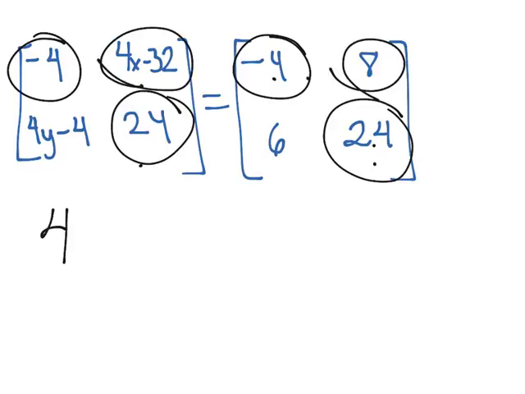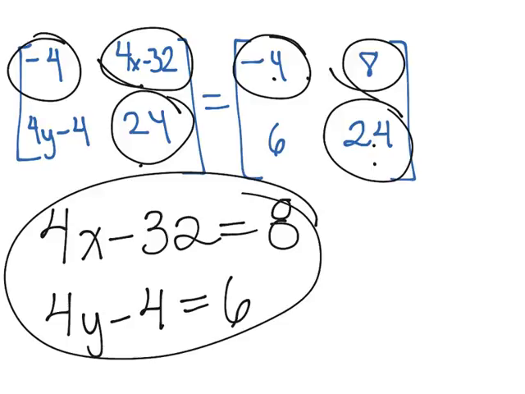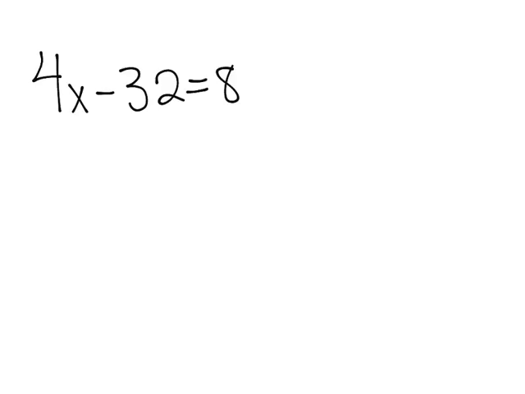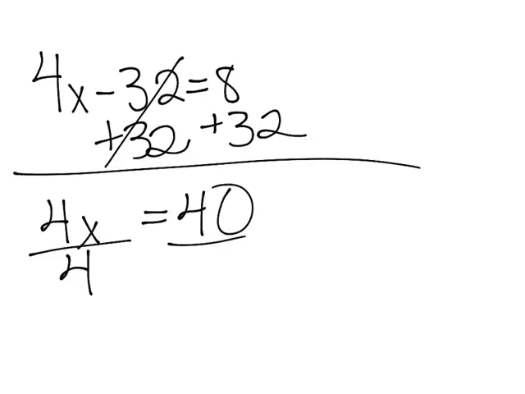So we know that 4x minus 32 should be equal to 8, and that 4y minus 4 should be equal to 6. Using these equations, we can now find the value of x and the value of y. So we take our first equation and we will solve for x. So we add 32 to both sides. We get 4x is equal to 40. Divide both sides by 4. And we get that x is equal to 10.